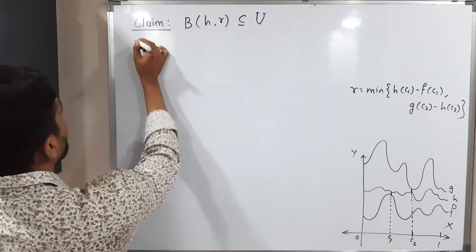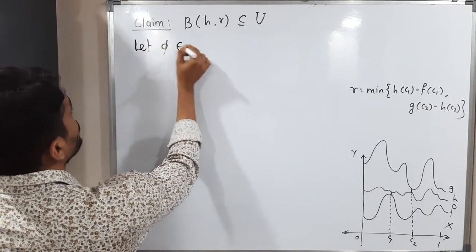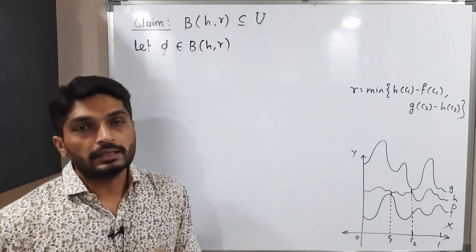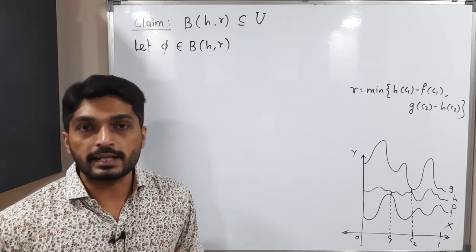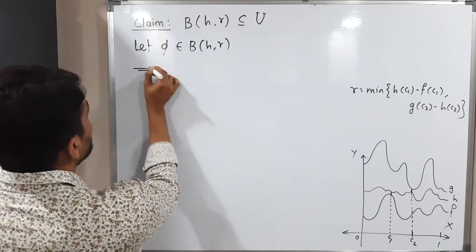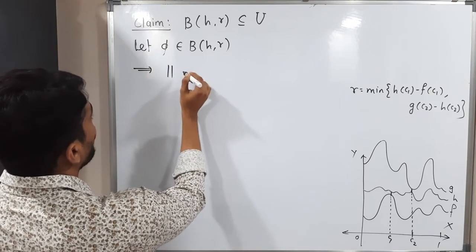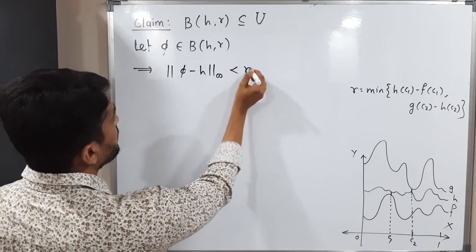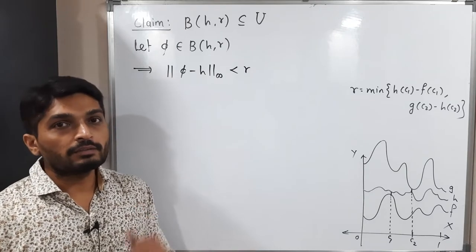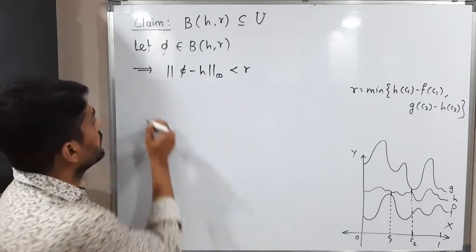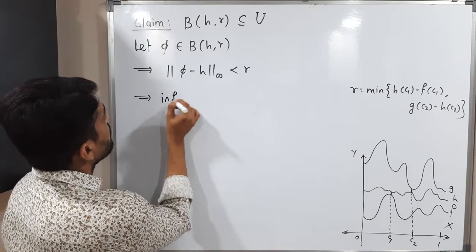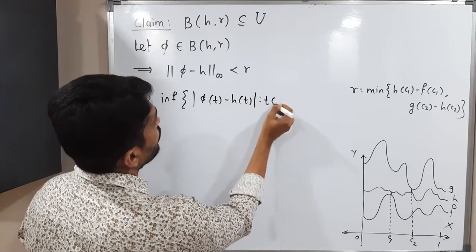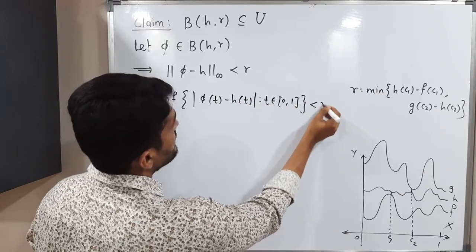Let us do it. Let phi belong to the open ball with center h and radius r. Since phi belongs to that ball, the distance of phi from h is less than its radius. But here distance is defined with the help of norm infinity, so I must write norm of phi minus h, infinity, less than r. After that, I will write the definition of norm infinity: the infimum of mod phi of t minus h of t for t belonging to the closed interval 0, 1 is less than r.